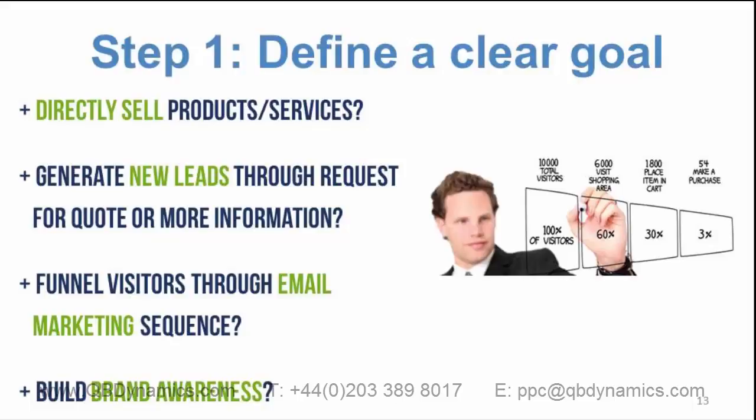Now, this diagram represents a sales funnel laid on its side. It says we have 10,000 total visitors to a site. 6,000 of those have visited our shopping area. 1,800 of them actually placed something in the cart, and 54 made an actual purchase. Now, you're able to measure every step of the way and then strategically plan the best way to get a prospect through that funnel, and then create the very best ad to run to make it possible.